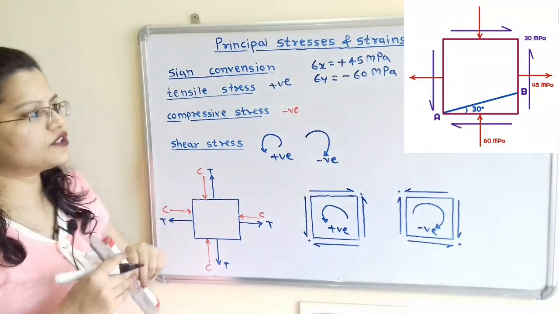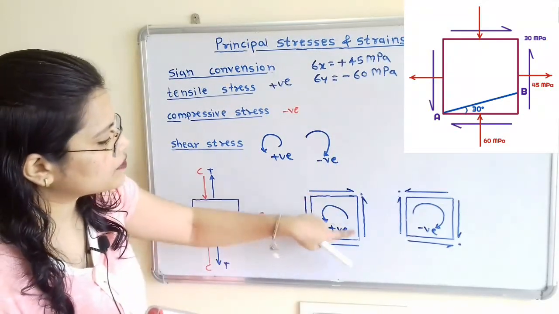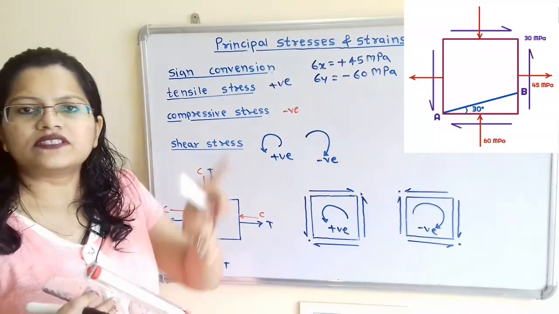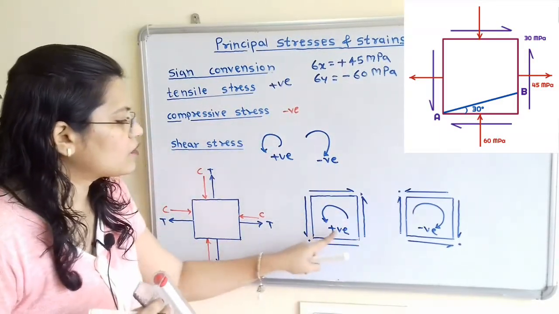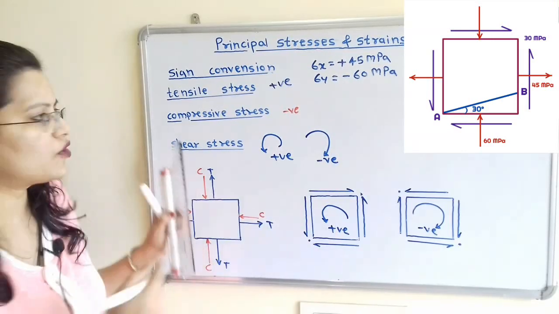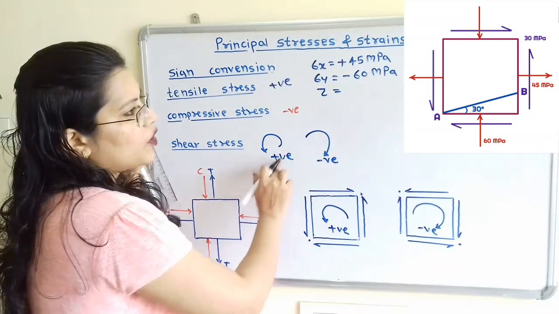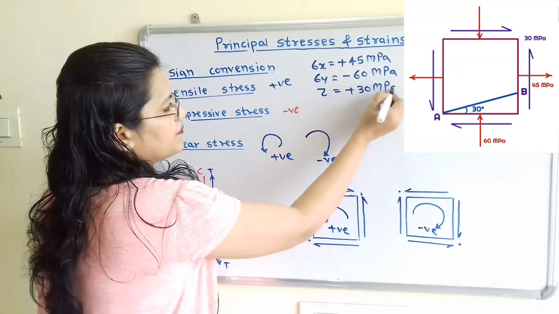Now if we observe the shear stress of 30 megapascal, then we have to observe the front face. For the front face, the arrow is in the upward direction. For upward direction it is anti-clockwise direction and the sign is positive. So tau, that is the shear stress, is equal to plus 30 megapascal.